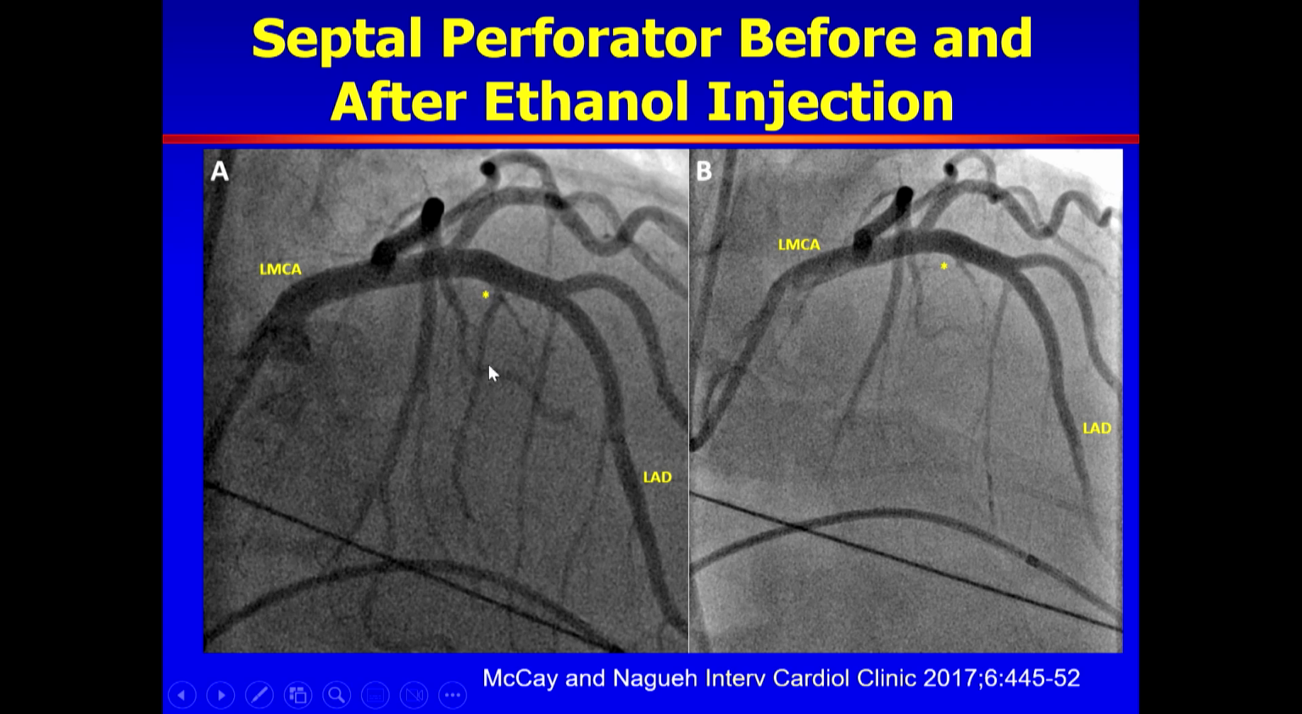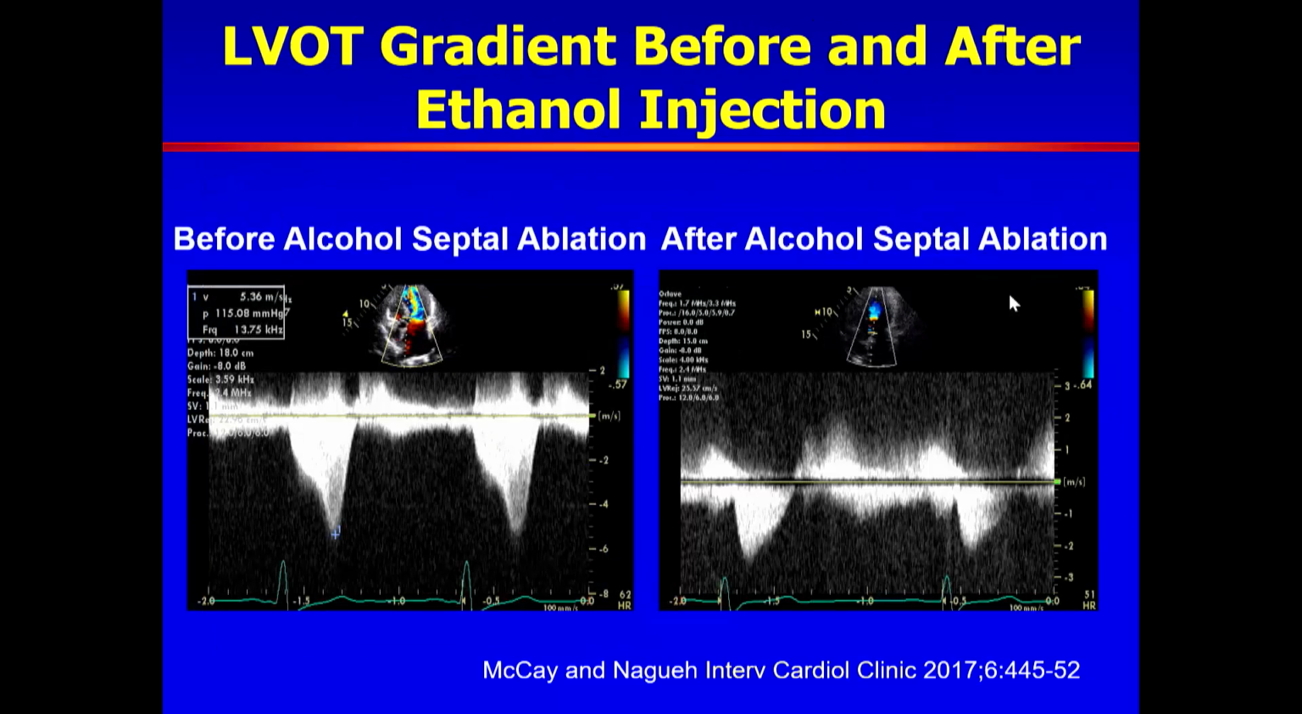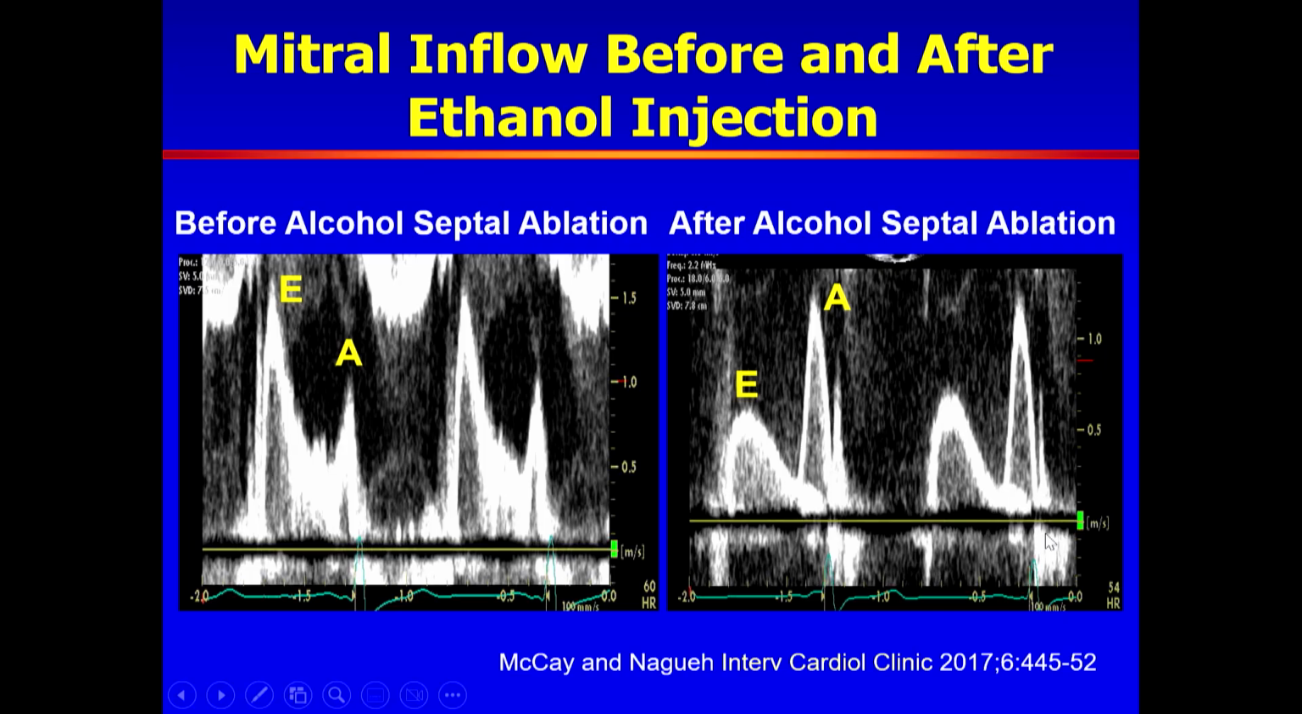looking to see what happens to the septal perforator. This is before, this is after, and you see the vessel amputated. And there are the gradients before. Here is a probe between 5 and 5.5, and here you see early peaking, so there is no dynamic obstruction with successful alcohol septal ablation.